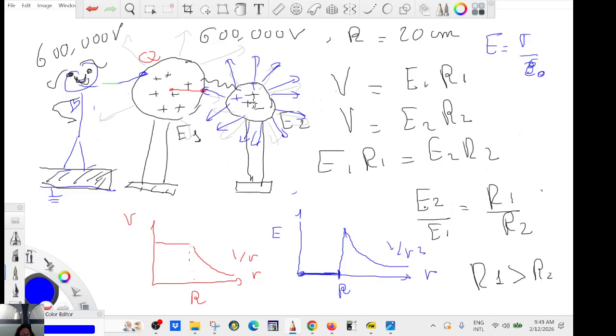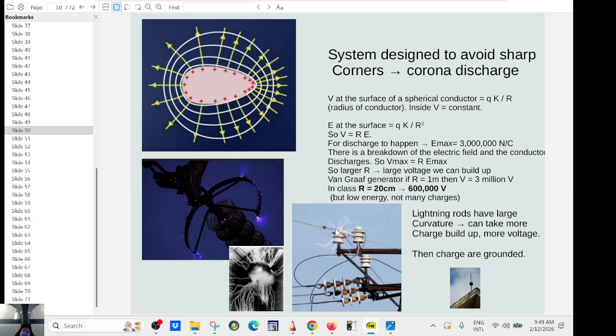So that's why it's an issue when you have the high tension lines, and you see those things here, they are very sharp. So you're going to get a very, very high electric field. You're going to reach the maximum electric field you can have inside air, and it's easy to get a discharge. When you get a discharge, you lose energy. So that's a problem for the electric company, right?